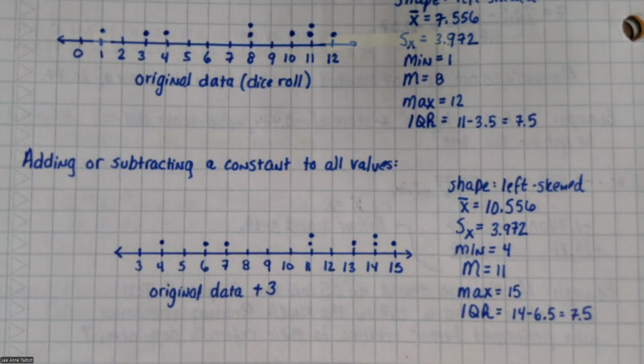But, okay. So there's a few things I wanted you to get from your investigation. I wanted you to think about it in terms of shape, outliers, and center. Okay, so the shape was not affected by moving it up. The center was affected. That makes sense, right? It went up 3.